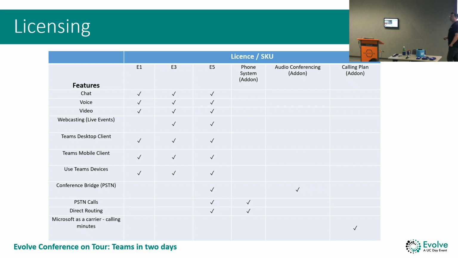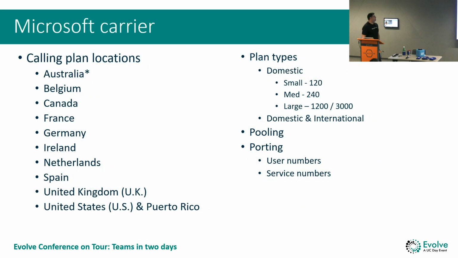Calling plans are the things that give you minutes. So if you have Microsoft as your carrier, you need a calling plan to be able to do actual dialing to make and receive phone calls. If you have Microsoft as your carrier, there are only certain locations around the world where you can have that. I don't have Japan on this list, but that would be the same as Australia with an asterisk. Microsoft can natively do it in these locations here.